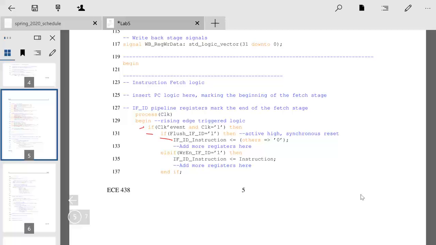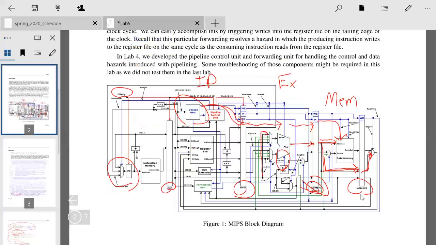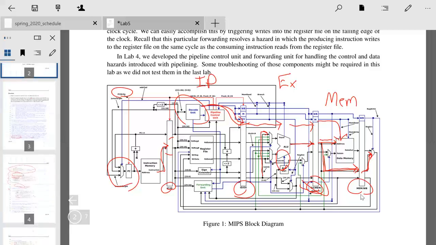Now I have a note here to add more registers. The first register that I define here is the instruction. Let's go locate this in our diagram. See how the instruction is fed in here? So I'm describing the portion of this pipeline register that stores the instruction. And here is the flush IFID signal.